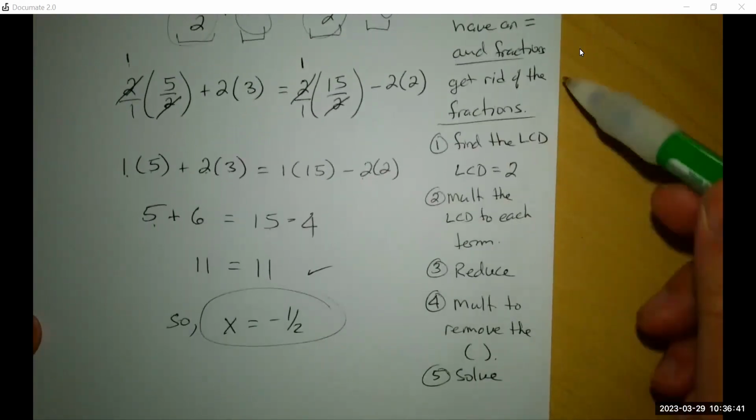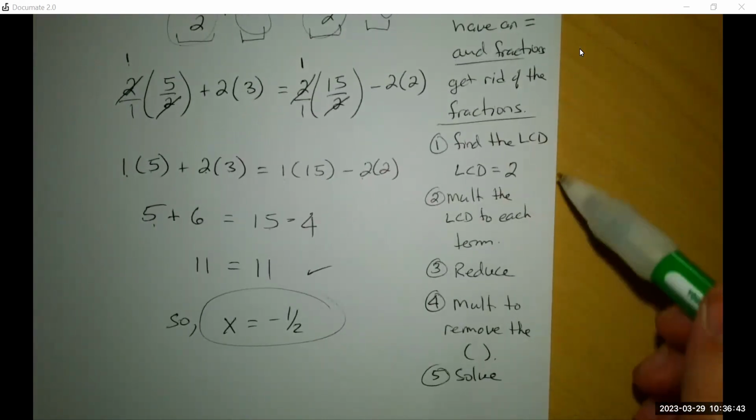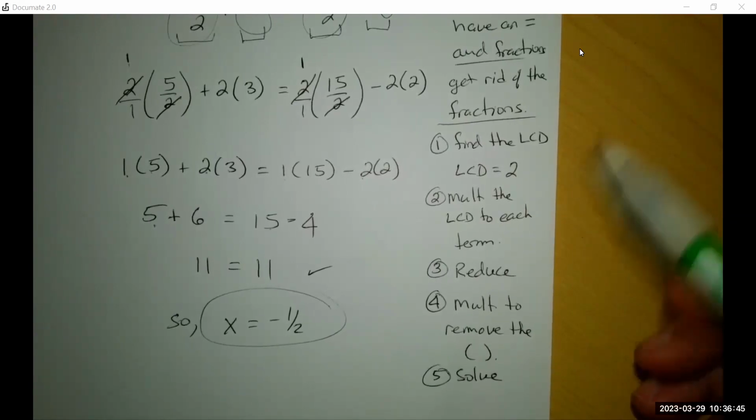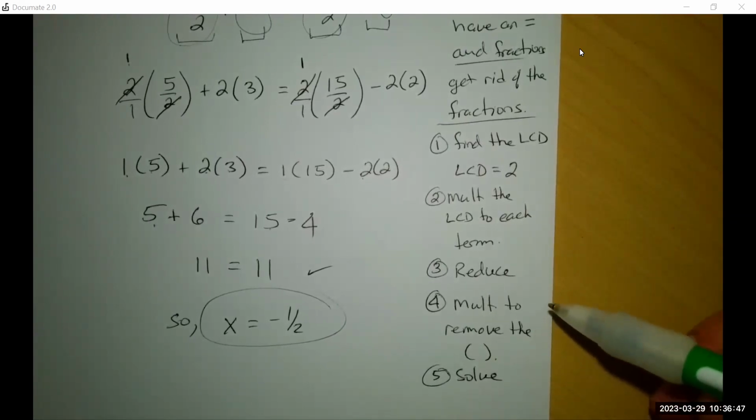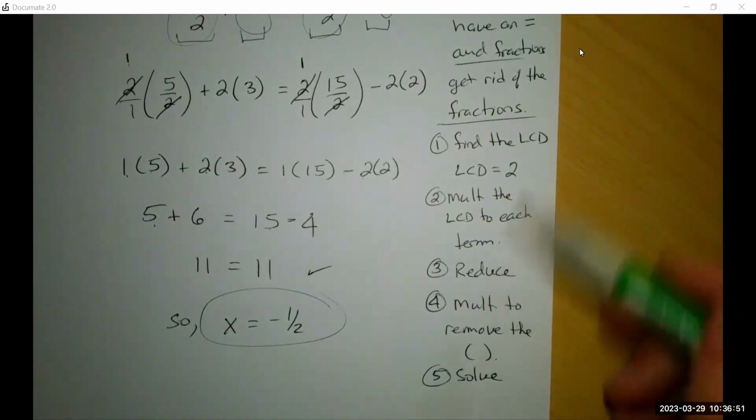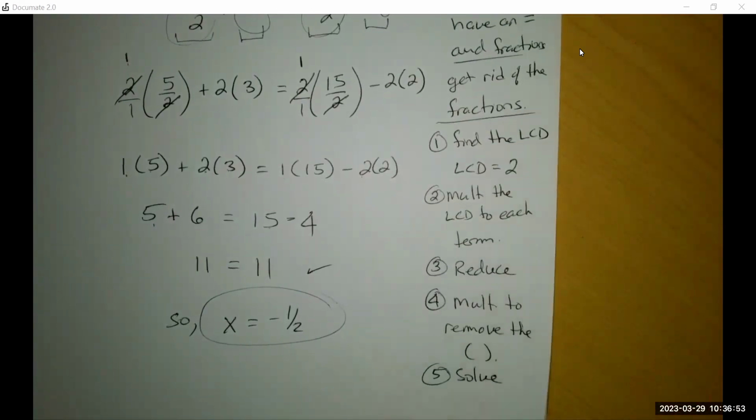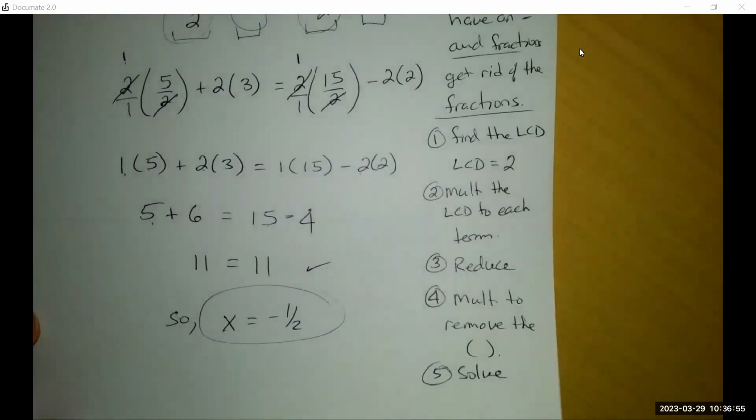Is this process pretty straightforward? Did everybody follow that? Because you'll be faced with a lot of fractions and equal signs in your math career. So this will make it much easier. I'll show you. Let's do an example of just fractions.